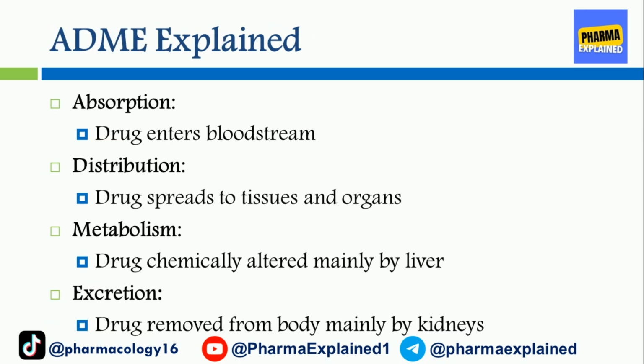Absorption refers to how a drug enters the bloodstream. Distribution explains how the drug spreads throughout the body tissues and organs. Metabolism is the chemical alteration of the drug, mainly by the liver. Excretion is the removal of drugs from the body, usually through the kidneys. In simple words, pharmacokinetics studies what happens to a drug after it enters the body.